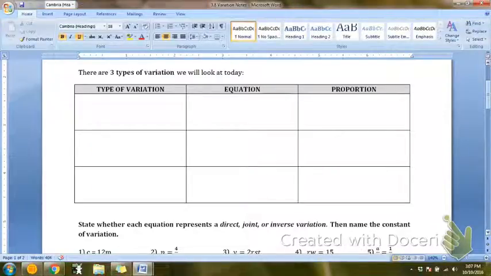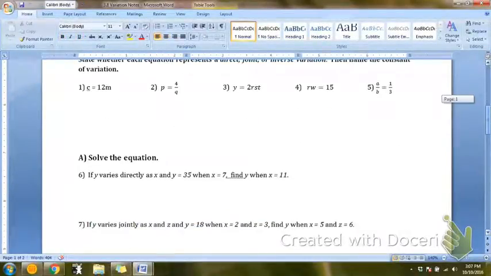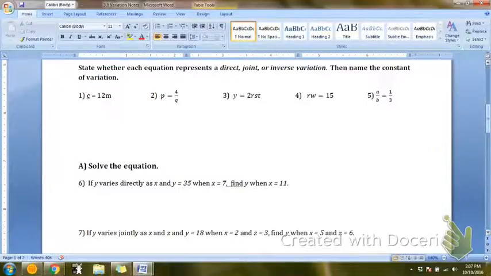Okay, looking at some examples, they want us to state whether this represents joint, direct, or inverse variation. Number 1, even though they're using different variables, look at where your constant is. Your constant is here, right? And you have a variable over here and a variable over here. Doesn't this look like direct variation? Yes. And our constant is 12. So I want you to tell me what kind of variation, and then I want you to tell me what the constant is.